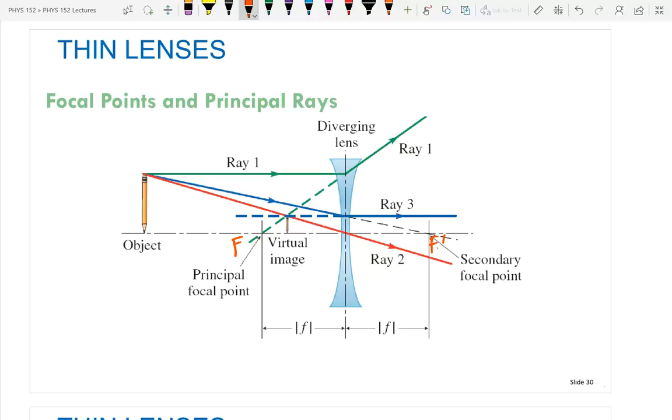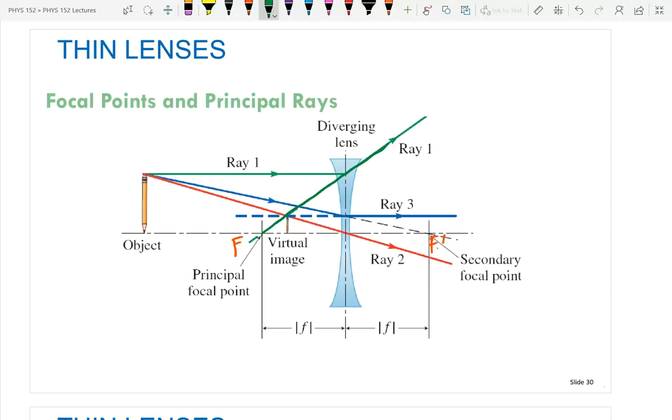Your parallel rays should go through the focal point, I said. They should come out going through the focal point. But if it's diverging, they come out as if they came from the focal point on the other side. And so you see my parallel ray, ray one, it comes out as if it started at this focal point. Okay, using red there is probably not smart since it's the green ray. But it comes out as if it started here. So for the parallel ray, I go from the focal point out to where that hit my lens and keep going for where it's extrapolated to.